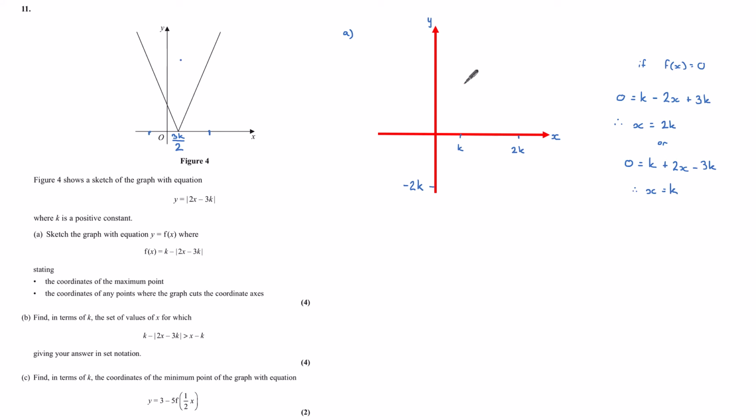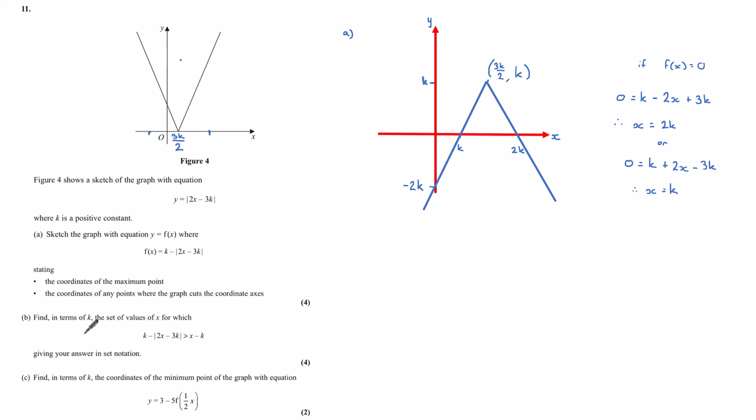As said earlier, my maximum point will be (3/2 k, k). And so I can see I've got my inverted V shape crossing through k and 2k on the x-axis, −2k on the y-axis, with the maximum point of (3k/2, k).